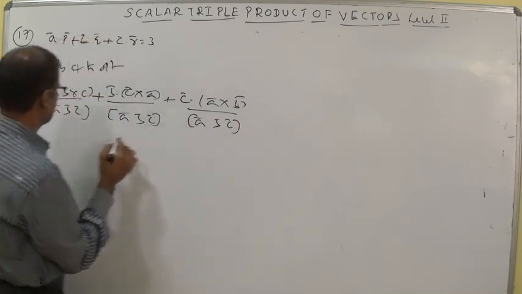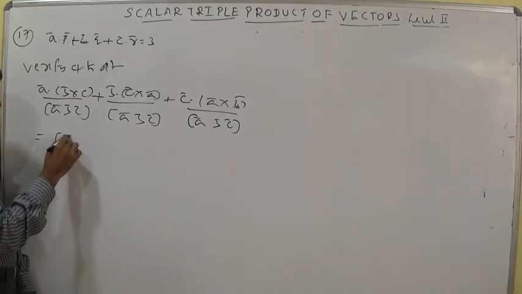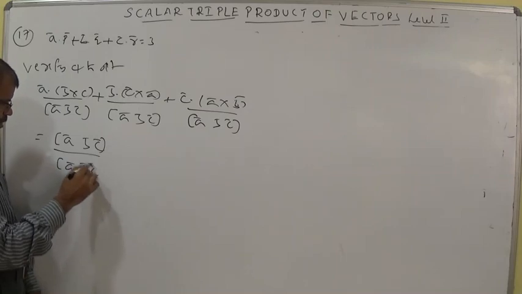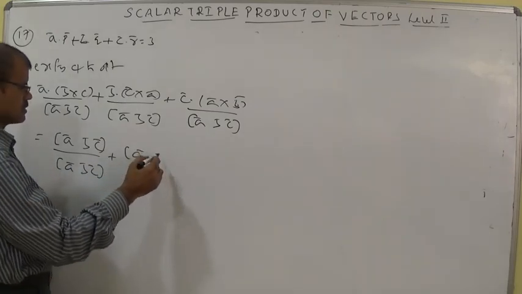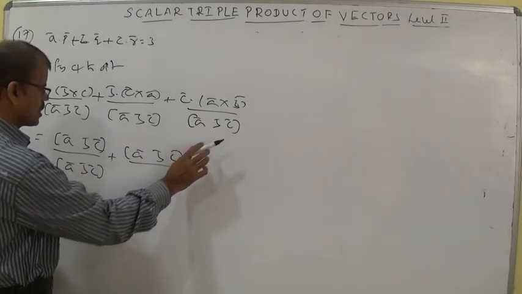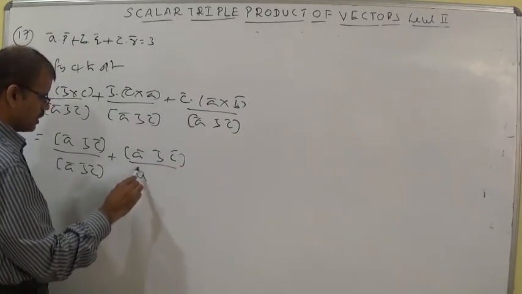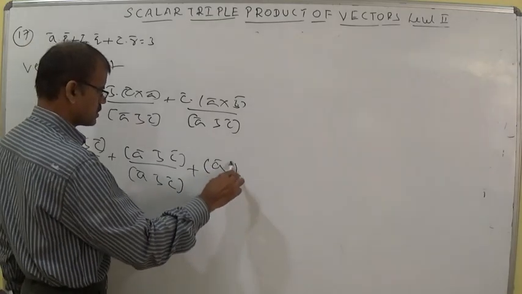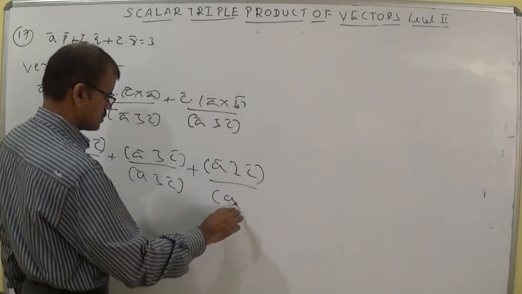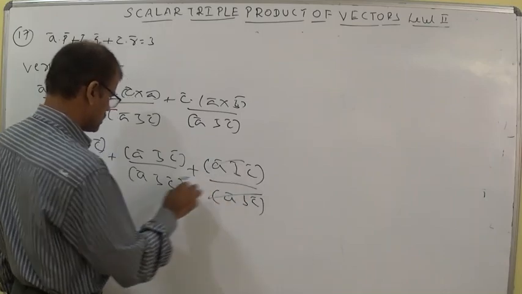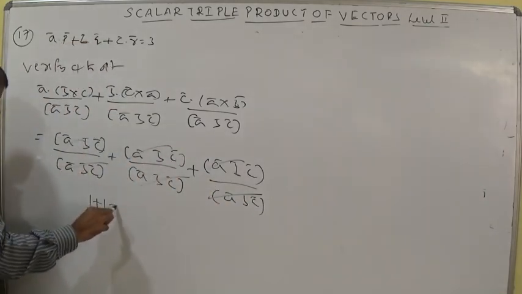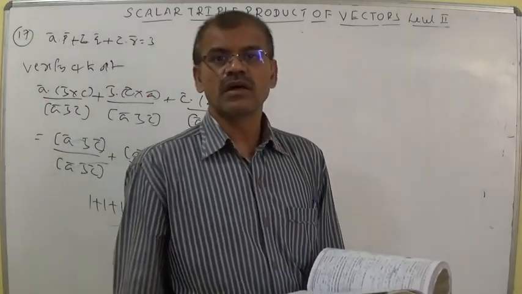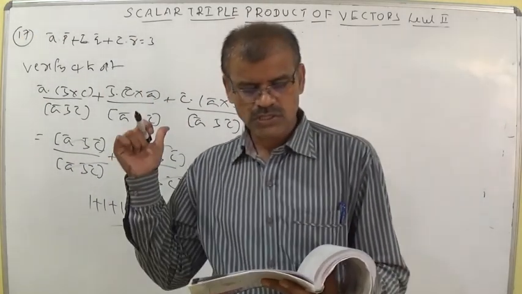So you can write the total overall as box ABC by box ABC. For everything I am writing box ABC by box ABC. This one also you can understand as box ABC by box ABC, and here also box ABC by box ABC. So box ABC gets cancelled, 1 plus 1 plus 1, it becomes 3, because we have used the reciprocal system like this.